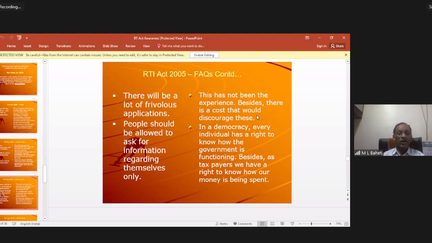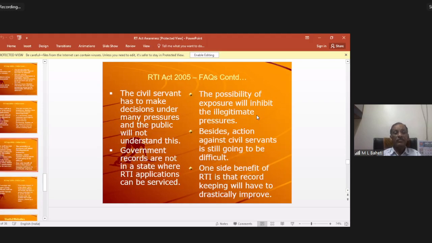People should be allowed to ask for information regarding themselves only. In a democracy, every individual has the right to know how the government is functioning. Besides, as a taxpayer, we have a right to know where our money is being spent. A civil servant has to make decisions under many pressures and the public will not understand this. The possibility of exposure will inhibit the legitimate pressure. Besides, action against civil servants is still going to be difficult.